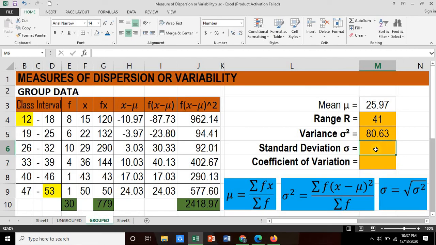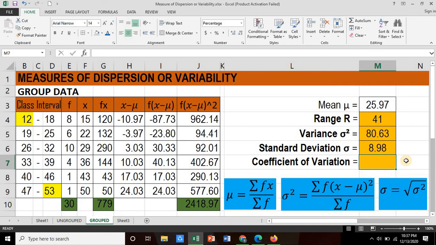For the standard deviation, we simply take the square root of the variance. So this is equals SQRT, open parenthesis, the value of the variance, which is 80.63. Press enter and you have 8.98.